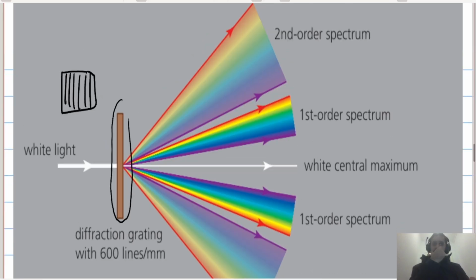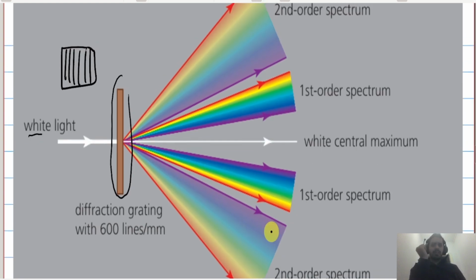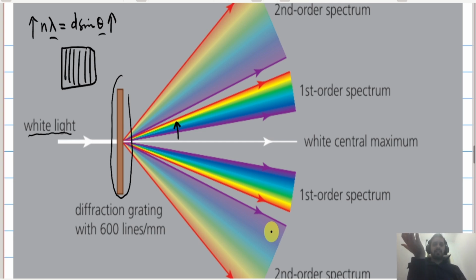Okay, one last picture that I wanted to show you is this. Because white light is composed of different wavelengths, it has all the wavelengths in it. So n lambda equals d sine theta. I've already explained how lambda is related to theta, which means if I increase the wavelength, theta, which is the angle of diffraction, will also increase. Now what this means is that if I look at white light, because white light has different colors, each color will be diffracted at a different angle. For example, if a color has a longer wavelength, it will be diffracted at a higher angle.